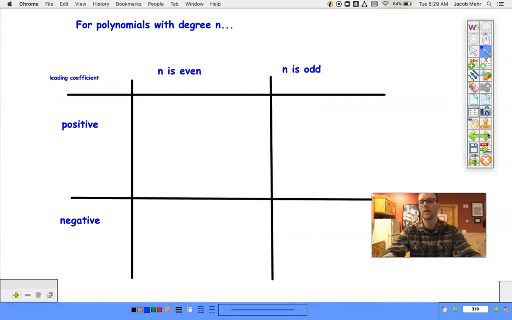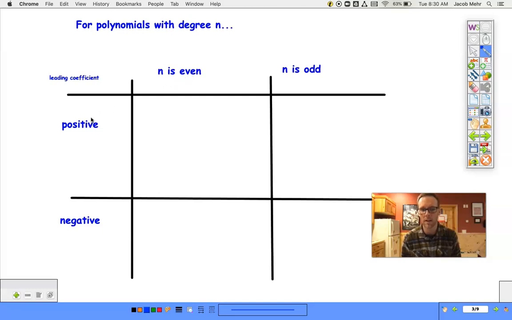And I'm going to make a little chart here that shows it. So for a polynomial with degree n, the degree is the biggest exponent that we see. If n is even, they're both going in the same direction. If n is odd, they're going in opposite directions. So now I'm kind of breaking this into even and odd, and then the leading coefficient. Is it positive or is it negative? Well, if it's even, x squared, x 4th, x to the 6th, x to the 8th.